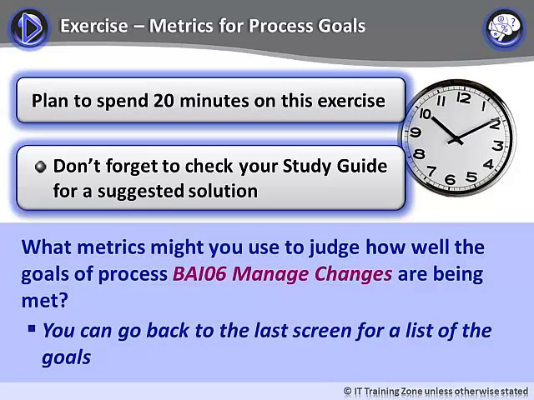Okay, let's have a change of pace by doing an exercise. You should aim to spend 20 minutes on this exercise, and don't forget to check out your study guide for a suggested solution. What metrics might you use to judge how well the goals of Process BAI 06 Manage Changes are being met? You can go back to the last screen for a list of the goals.